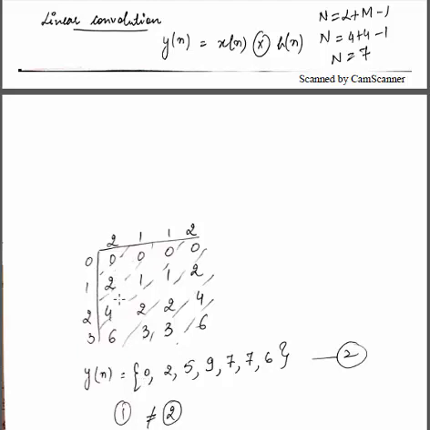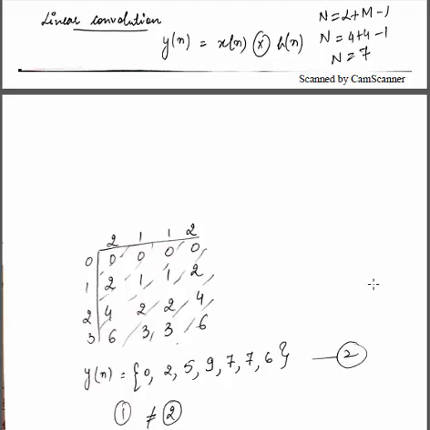Then 2 plus 0 is 2, 4 plus 1 is 5, 5 plus 0 is 5, 6 plus 2 is 8, plus 1 is 9, 9 plus 0 is 9, 3 plus 2 plus 2 is 7, 3 plus 4 is 7, then the last is 6. So the output is 0, 2, 5, 9, 7, 7, 6. How many samples are there? 7, because the range of n is 7. And that is equation number 2.